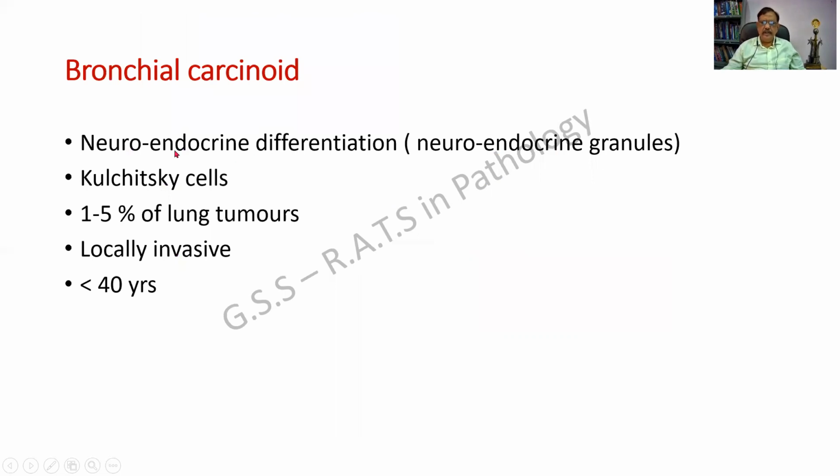The bronchial carcinoid is supposed to have a neuroendocrine differentiation because it has some granules which are neuroendocrine in nature. It is thought to arise from the Kulchitsky cells, forms only about 1 to 5% of the lung tumors. It may be locally invasive, does not cause a metastasis, and usually a carcinoma occurs at more than 40 years of age. Here it is less than 40 years. Bronchial carcinoid.